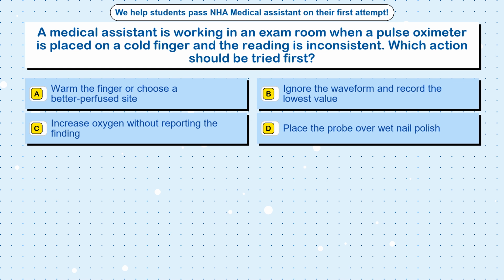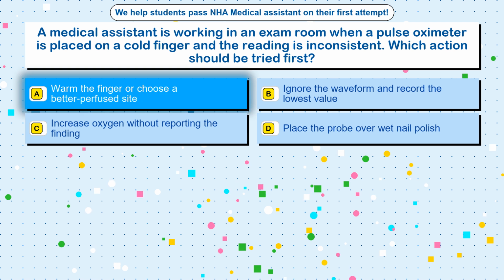Question 11. A medical assistant is working in an exam room when a pulse oximeter is placed on a cold finger and the reading is inconsistent. Which action should be tried first? Option A. Warm the finger or choose a better perfused site. Option B. Ignore the waveform and record the lowest value. Option C. Increase oxygen without reporting the finding. Option D. Place the probe over wet nail polish. The correct answer is option A.